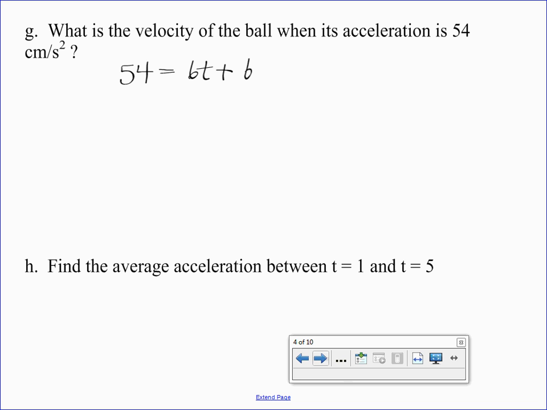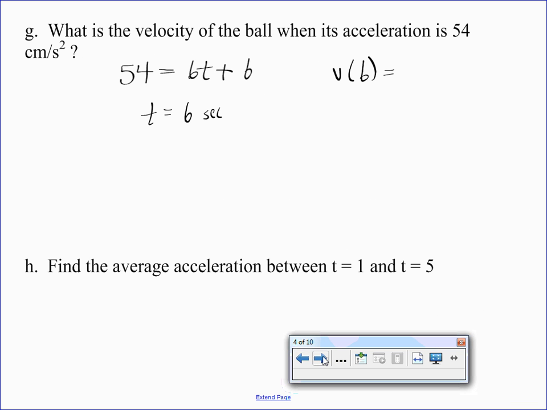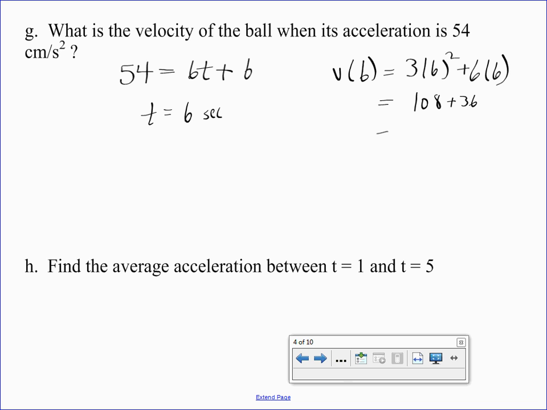So we take away 6 and divide by 6. I believe we're going to get 48 divided by 6 is 6 seconds is when that happens. So to find the speed now, we find the speed at 6 seconds. So we go back to our expression for speed, which is still 3t squared plus 6t. So it'll be 3 times 6 squared plus 6 times 6. So 3 times 36 is 108 plus 36 is 144, and the unit for that would be centimeters per second.